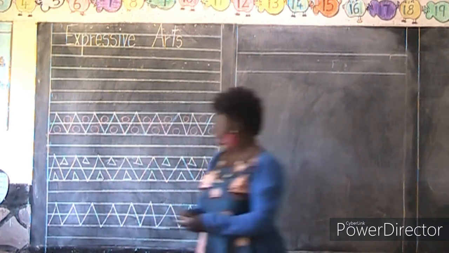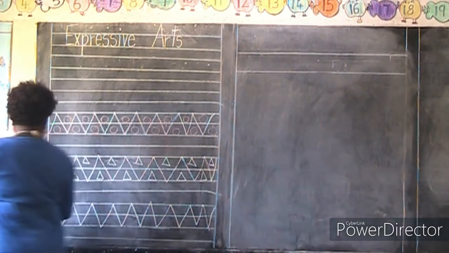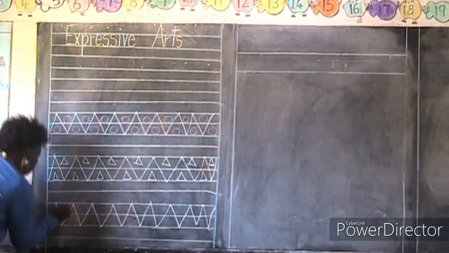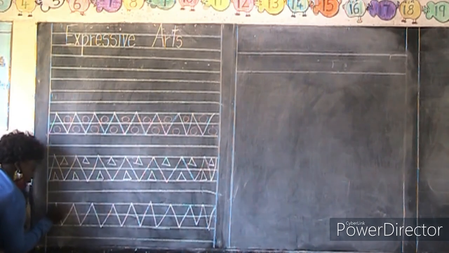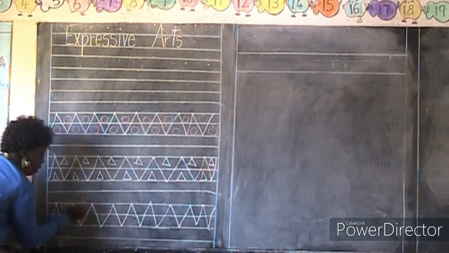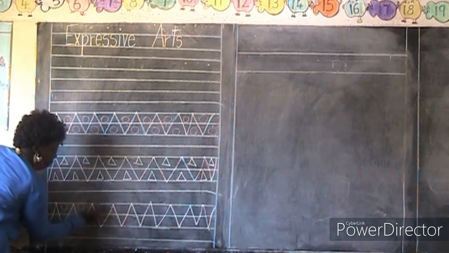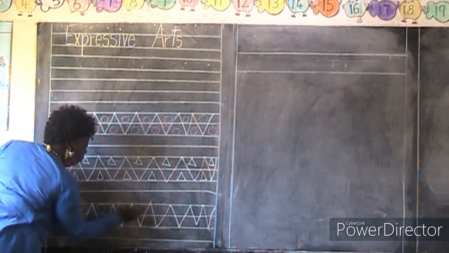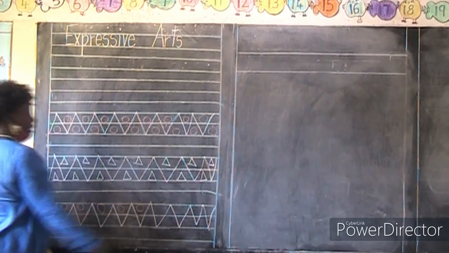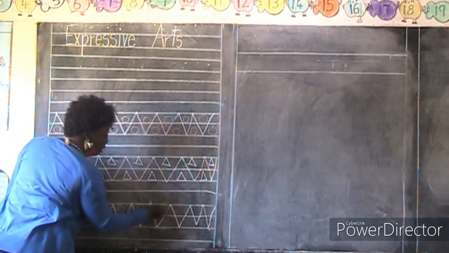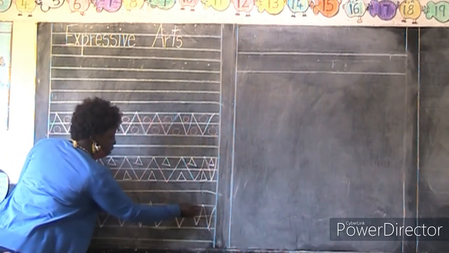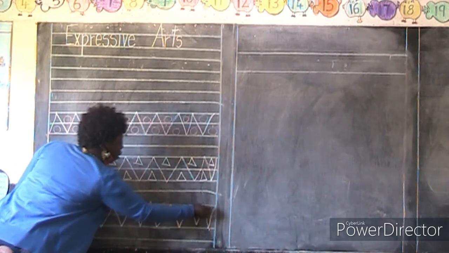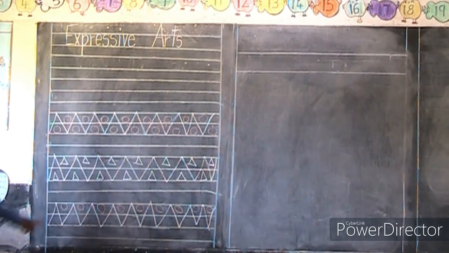So in line one, I'll draw my circle. My circle will be attached to the line. Up, round, round, round, round, right in the air, round, round. Line number two, I'll draw a triangle.